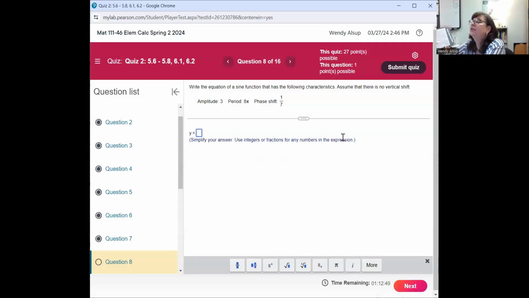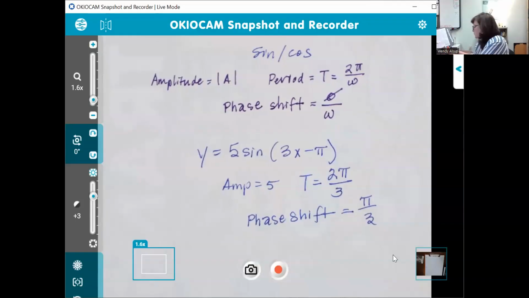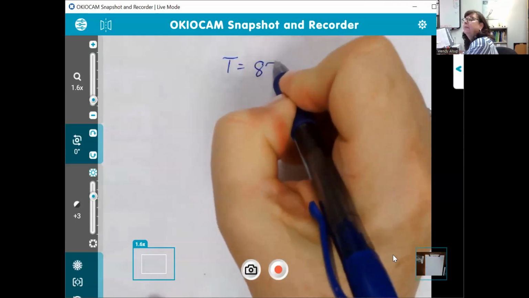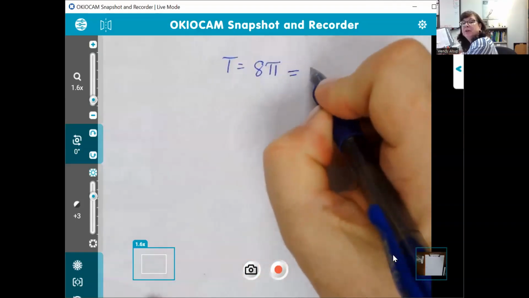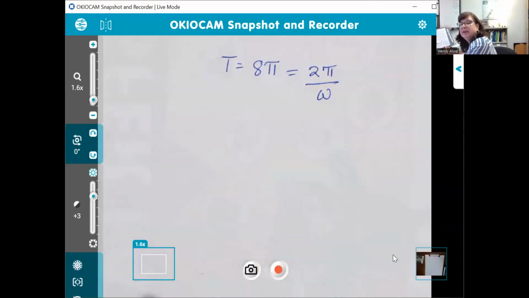All right, write the equation of a sine function with amplitude 3, so 3 sine, period 8 pi, and phase shift 1/7. Let's think about that for a minute. Going back to my scratch work, I am given the period, which is your T, of 8 pi. Remember that T is going to equal 2 pi divided by your omega. We need to figure out the omega so we can make the formula.